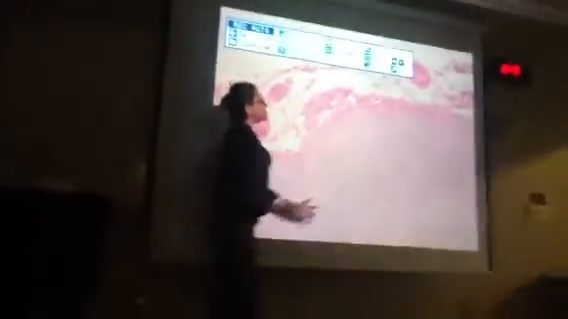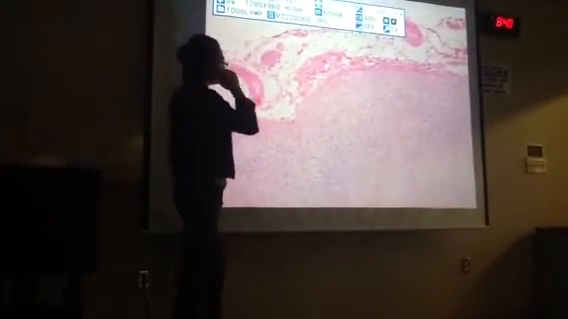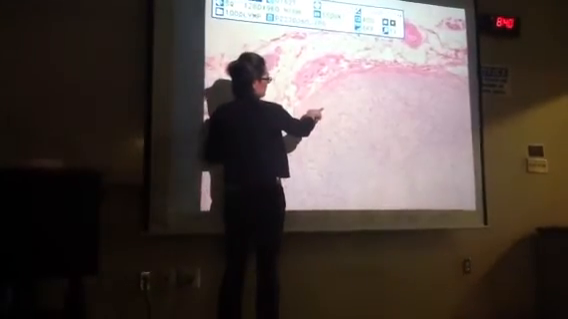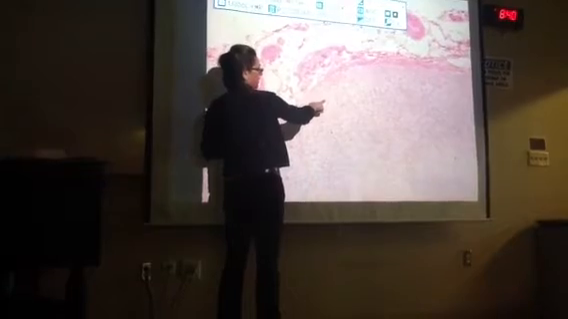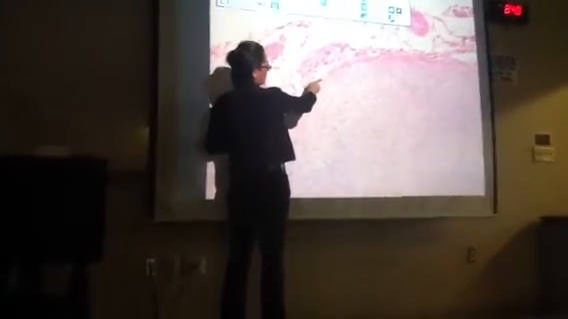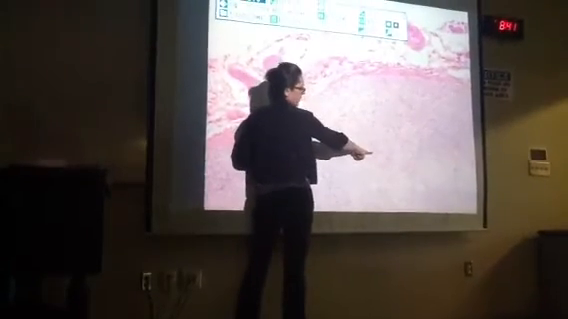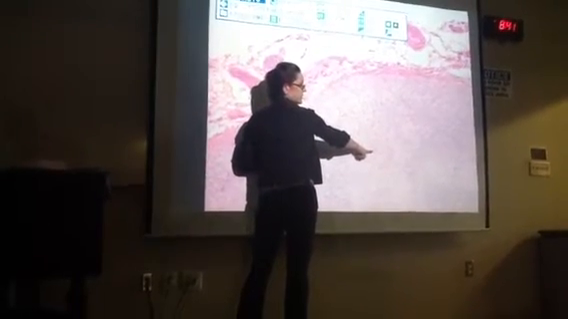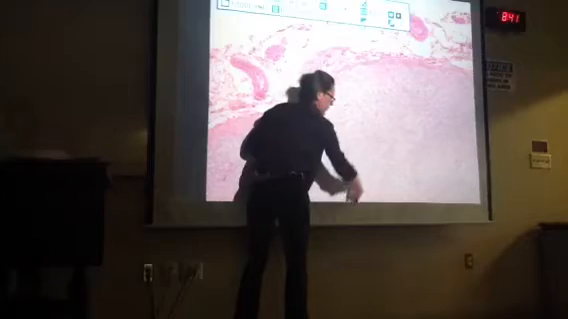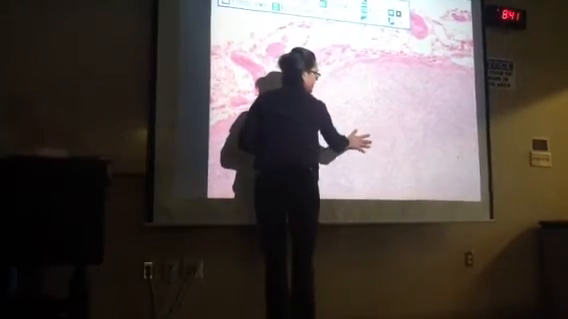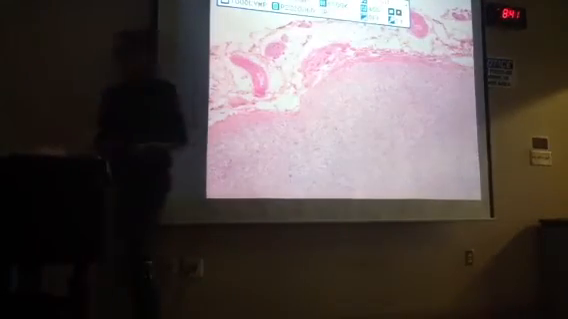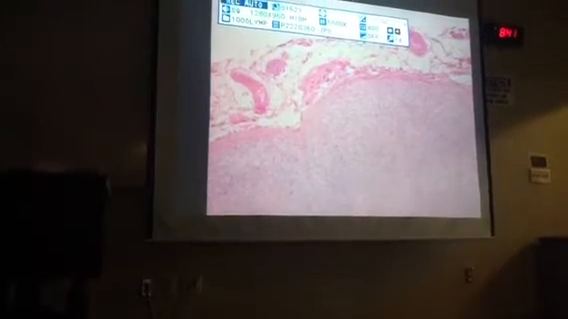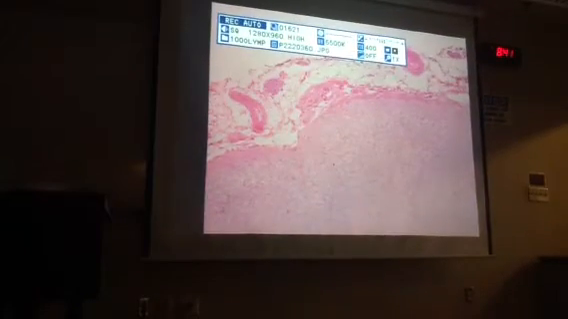So if I showed you that, and if I put the pointer right here, that would be glomerulosa. If I put the pointer out here, that would be the capsule. If I put the pointer right in the middle here, that would be fasciculata. Now I'm going to go down, and fasciculata releases the glucocorticoids like cortisol. I'm going to keep going down.